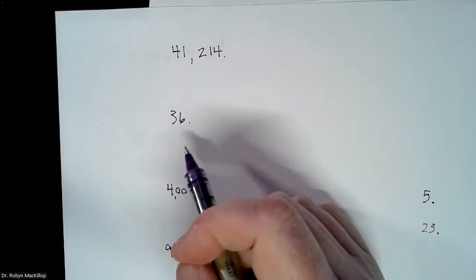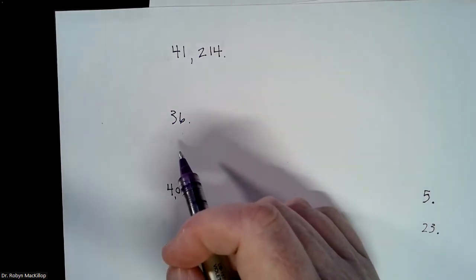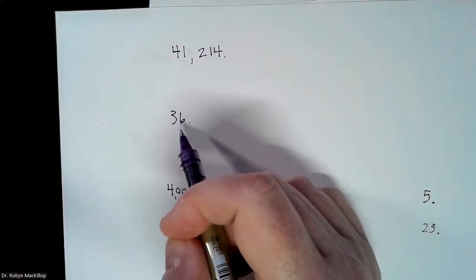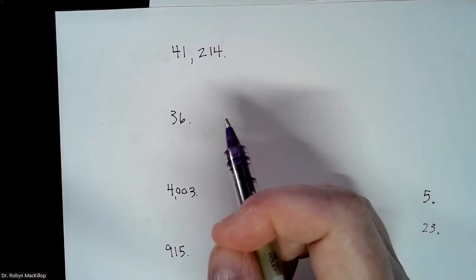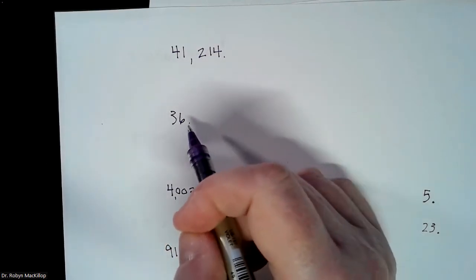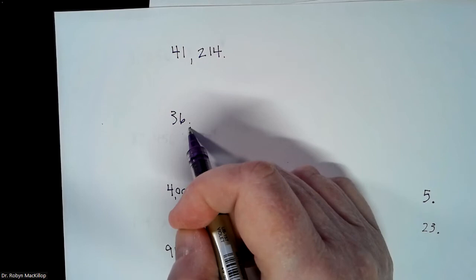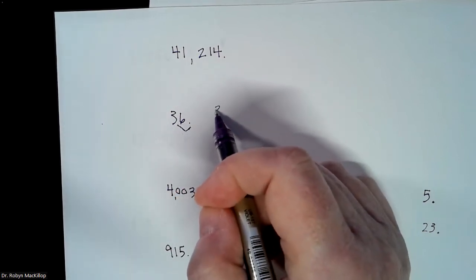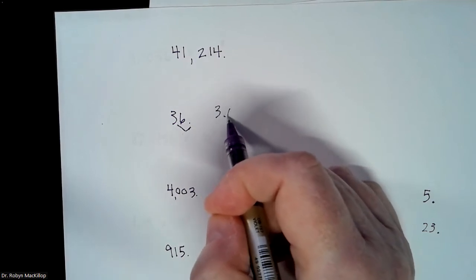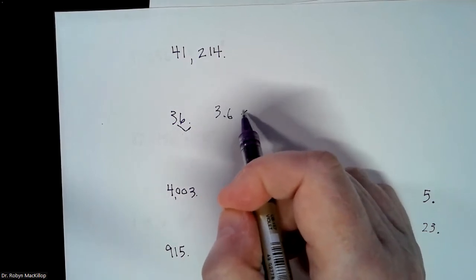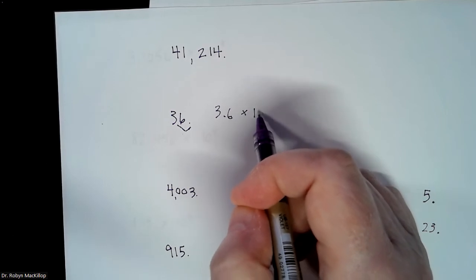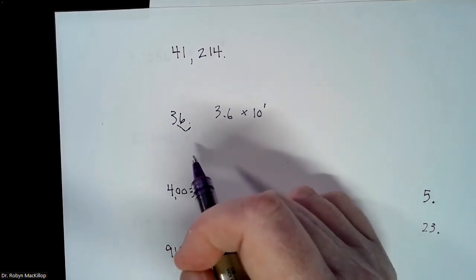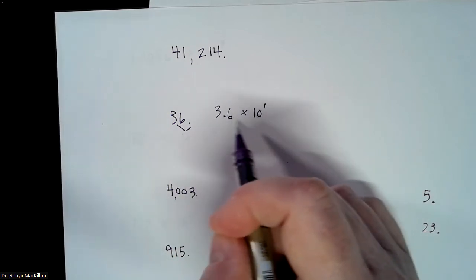So again, let's start with the 36. We're going to turn this into scientific notation. So that means we're going to have one whole number and then however many trailing numbers behind it. So we're going to move the decimal one space. And we're going to make this 3.6 times 10. How many spaces did we move? 10 to the first power. This is scientific notation.